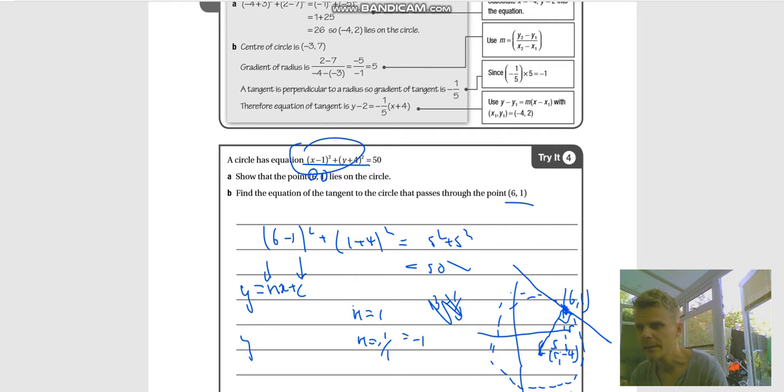So we've got y equals minus x plus c at the moment. So now I need to find c. Well, that's fine because I know a point on my tangent is (6, 1). So I put that information in.